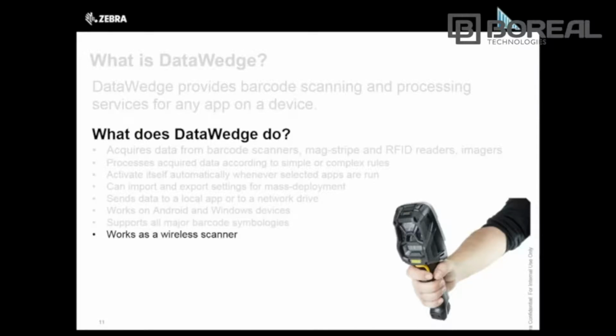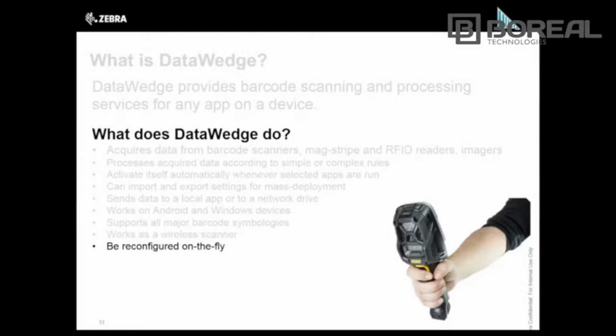It also can work as a wireless scanner. So check this out. You can have a device in your warehouse that is scanning data, and instead of saving it to a local app, you can have it send data to a PC over Wi-Fi. So all you do is run a little utility on the PC, and it sits there waiting for data to come in, and then it plugs the data in wherever you want. So it turns the device into a sort of wireless scanner.